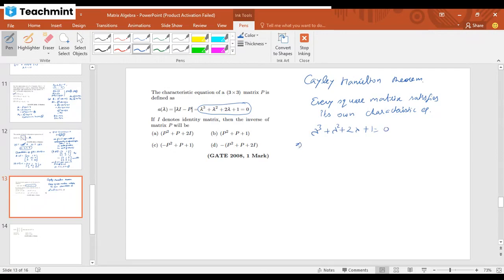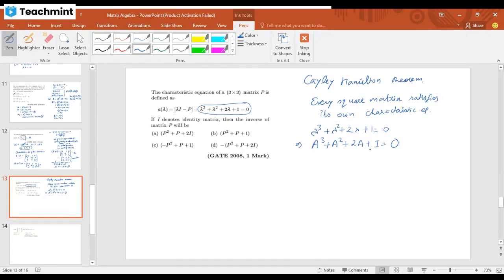According to the Cayley-Hamilton theorem, it means A cube plus A square plus 2A plus I equal to the null matrix, because now this polynomial is converted into a polynomial in the matrix. So this scalar quantity is converted into a scalar matrix. Here it is 1, so it becomes the identity matrix. Now because this constant term is non-zero, A inverse should exist.